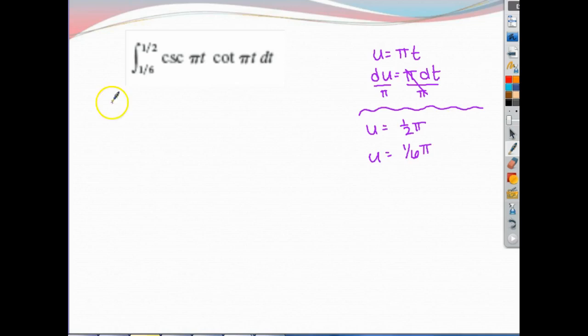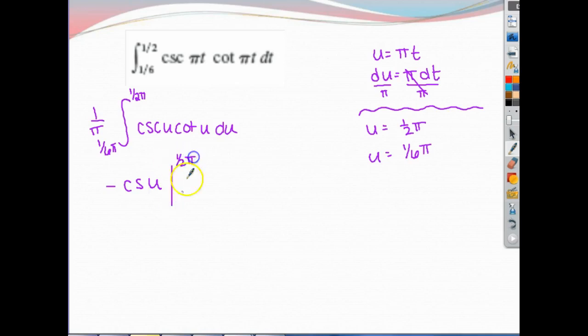So let's do some substituting. We go from 1/6 pi to 1/2 pi. And we have cosecant u, cotangent u, du, and the 1/pi kind of pulled out in front. What is the antiderivative of cosecant u, cotangent u? Perfect. It's negative cosecant u. So you get negative cosecant u, evaluated from 1/2 pi to 1/6 pi. And then outside all of that is our 1/pi.